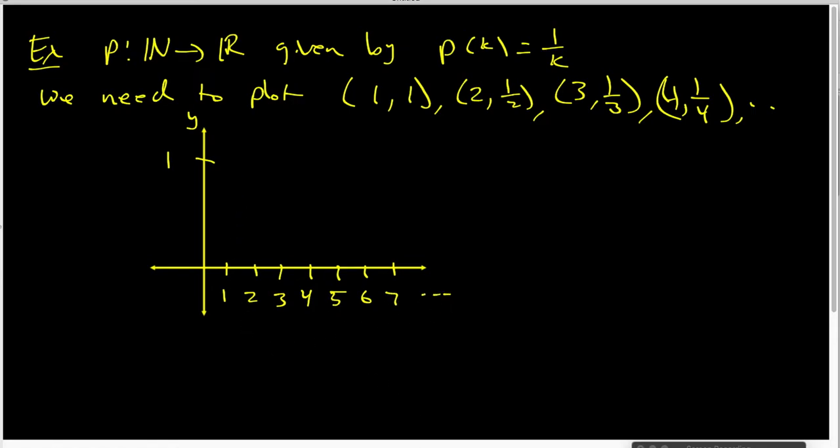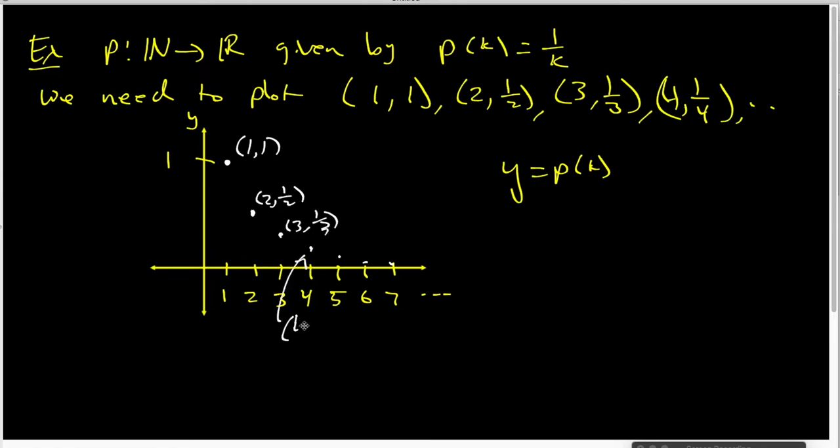The points for y is equal to p of k would look like this. I'm going to put them in white. That is my first one. That would be about where my second one is. This would be about where my third one is, and the fourth one, and the fifth one. And they're getting closer and closer and closer to the x-axis. So this would be 1 comma 1, 2 comma 1 half, 3 comma 1 third. And then this would be 4 comma 1 fourth, and 5 comma 1 fifth, and so on.